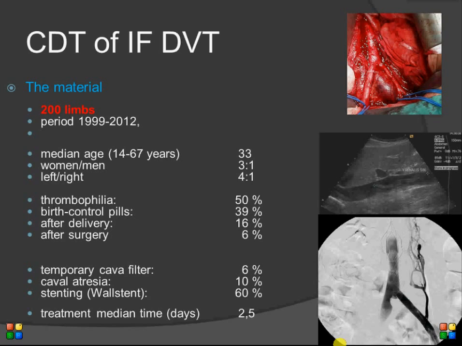The material from Copenhagen comprises 200 limbs, and the median age is 33, rather young people, mostly women, mostly left-sided, which is obvious due to the compression syndrome. Half of the patients had thrombophilia, and many of the women are on birth control pills, not surprisingly, and a lot of women came just after delivery, and a small number after some kind of surgery. We have inserted a temporary cava filter in 6% in case of a floating thrombus.